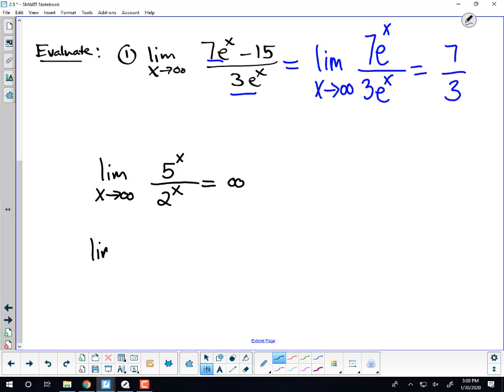What if we flipped the functions? What if it were 2 to the x over 5 to the x? What would that be? Since the bottom is getting to infinity more rapidly, the bottom function is growing much more rapidly and becoming larger than the top function. So something like this, the limit would be 0.